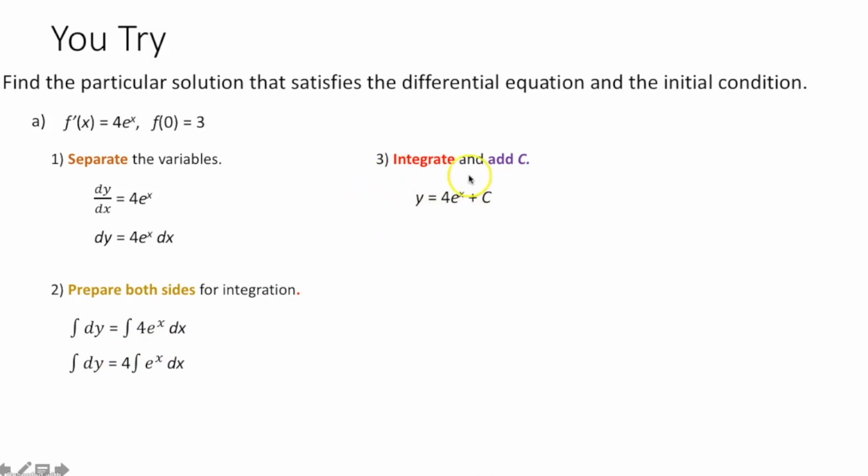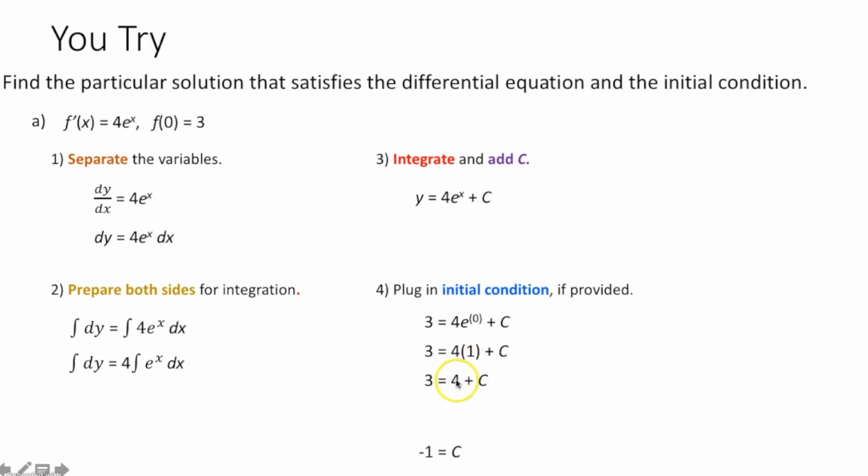We have now found the general solution to our differential equation. But we are not done because this question gives us an initial condition. Using that initial condition, we can now find the particular solution by plugging in 0 for x and 3 for y. So when we plug those in, e to the 0 is 1, 4 times 1 is 4, and then subtract 4 on both sides, you get c is equal to -1. That means your constant of integration is equal to -1, which we can plug in to our general solution to find our particular solution. And you're done.